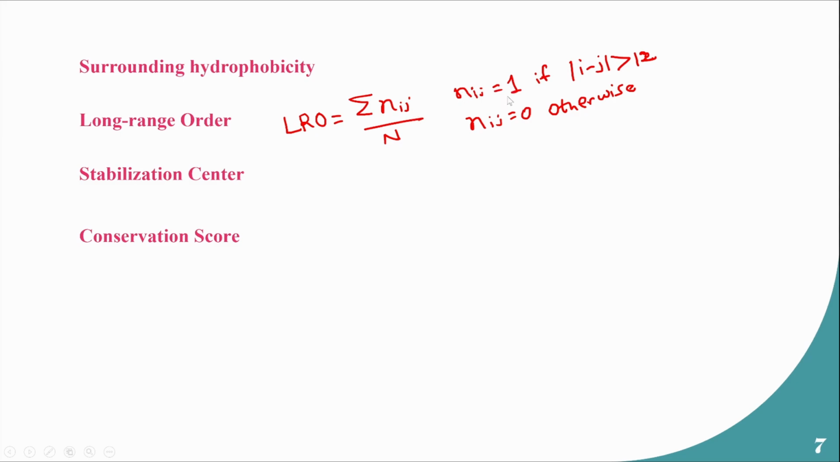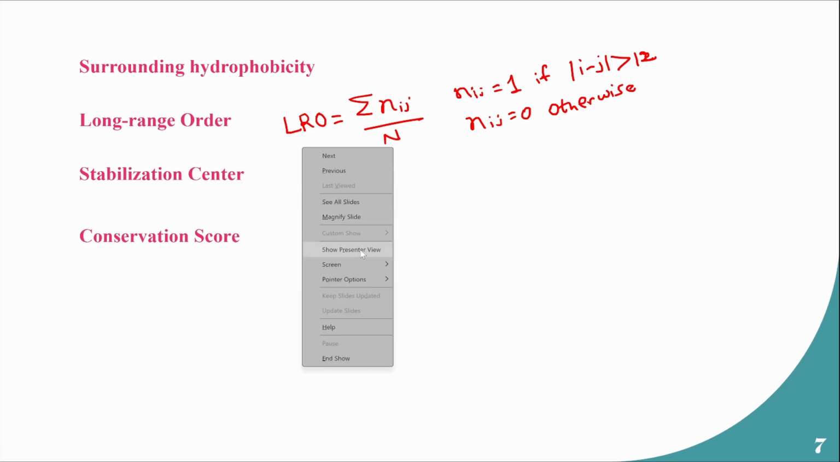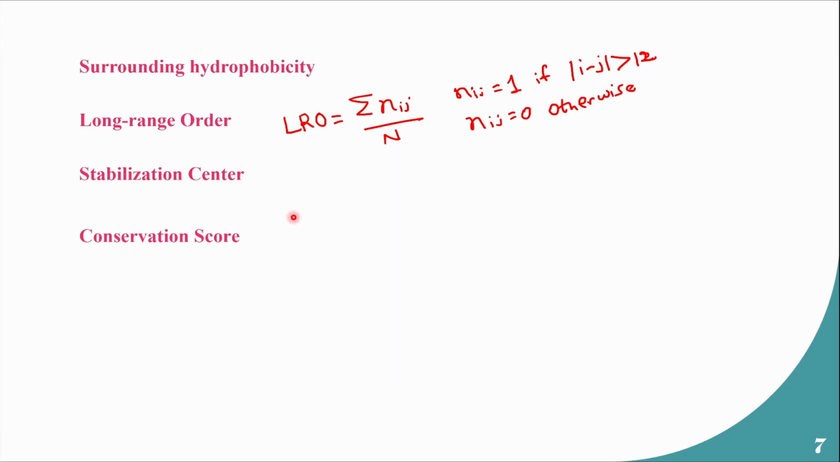So in this particular case, if the i and j residues are more than 12 angstrom apart, then we write 1 for the nij value. Otherwise, we write 0. And we can do the summation and divide by the total number of residues, and that will give us an idea about the long range contact, sorry, the long range order. Okay. So you can use that to characterize how many long range contacts are being formed by certain residues, and you can compare and contrast between different residues and so on. So that would be useful.